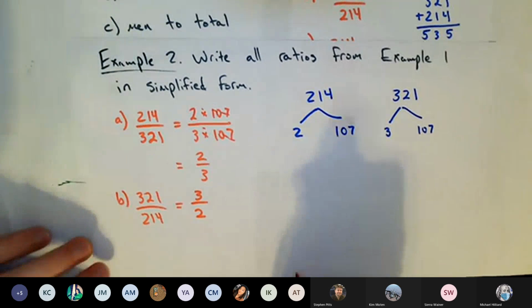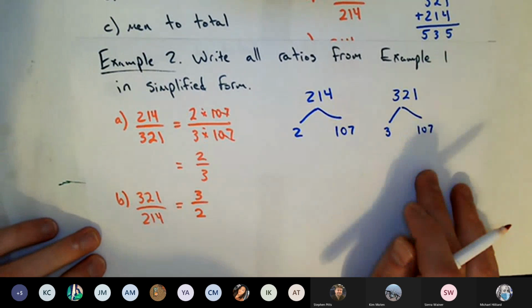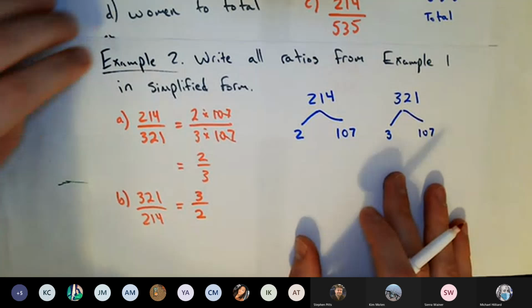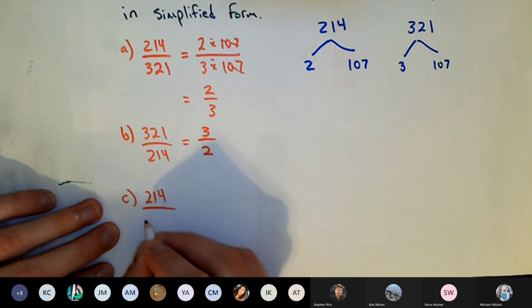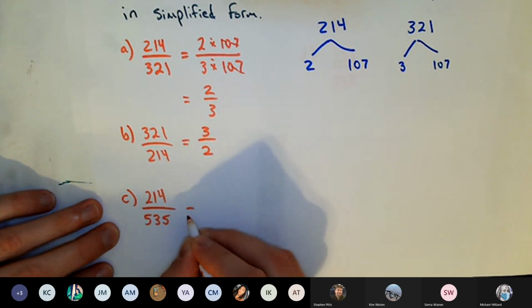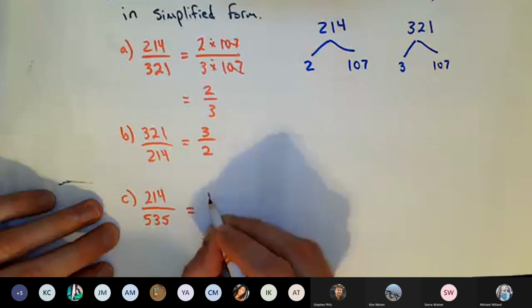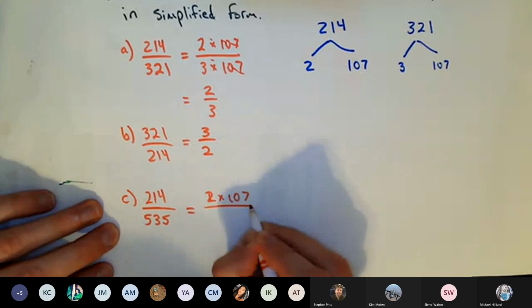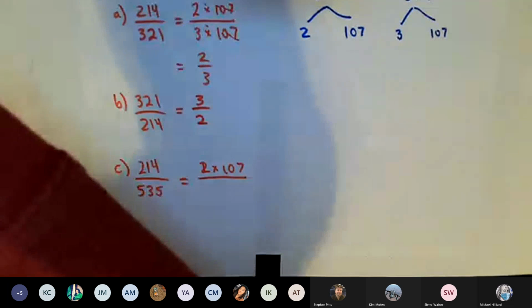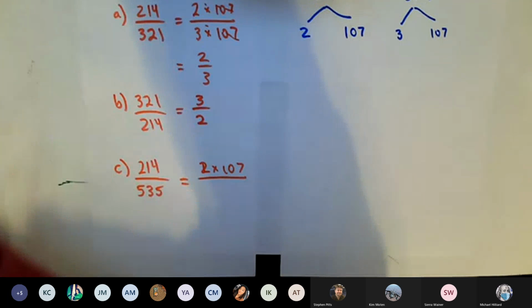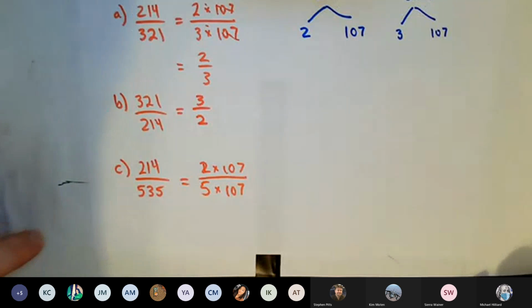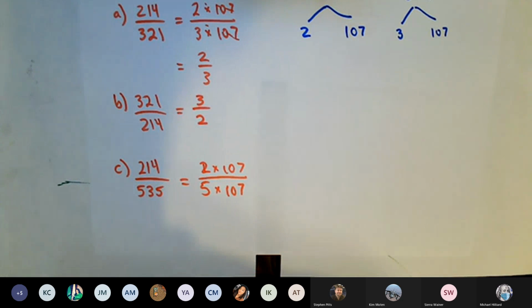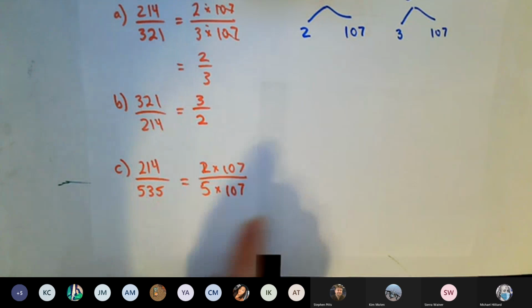All right, then part C was, where is it? 214 over 535. Okay, so part C is 214 over 535. Now, I already know that 214 can be broken into 2 times 107. Maybe 535 is divisible by 107 as well. And it is. Nice. Okay, it's 5 times 107. So I just found that out by plugging into the calculator. How did I know that it should be divisible by 107? Well, just because I was hopeful that it would be, because then this would clean up real nice.